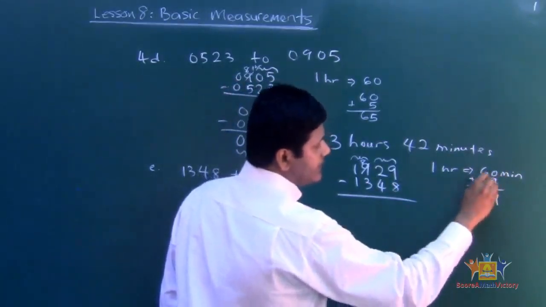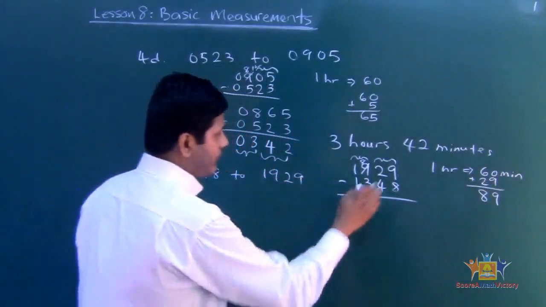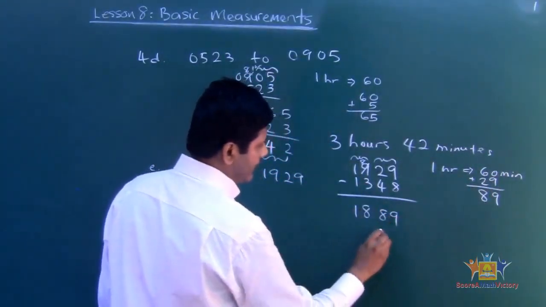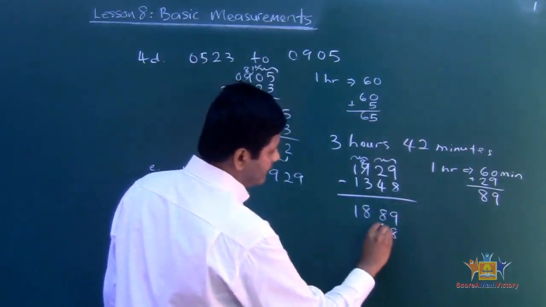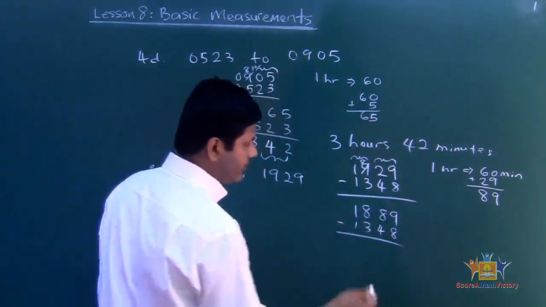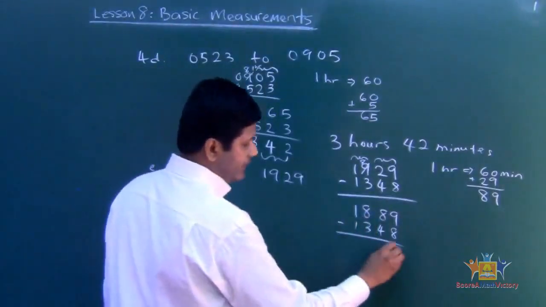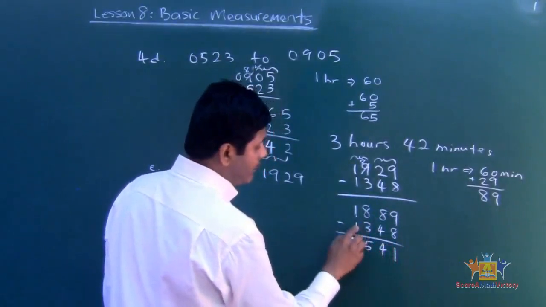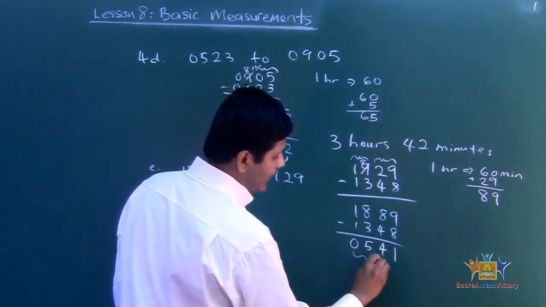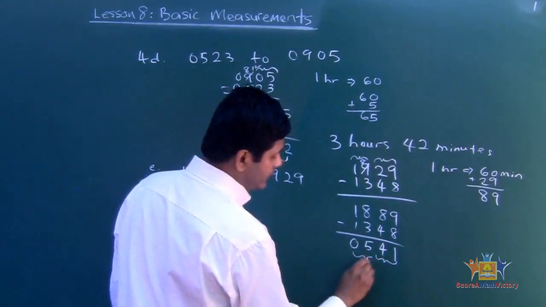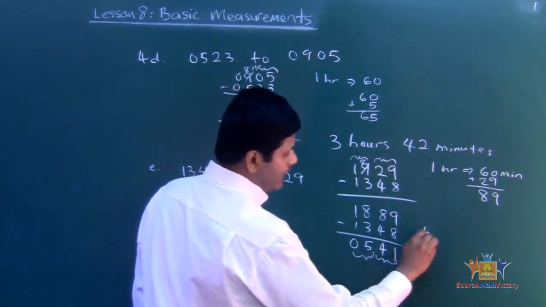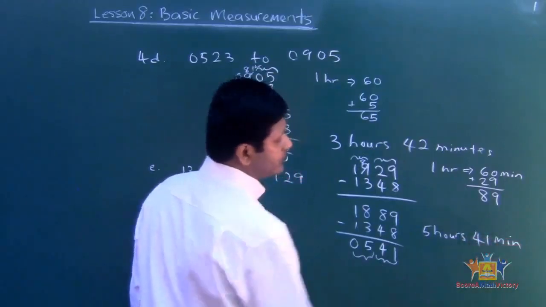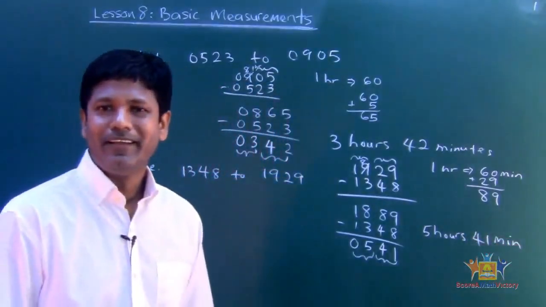0 plus 9 is 9, 6 plus 2 is 8. Okay, so I have to rewrite this thing. So it becomes 1889, subtracting that with 1348. So you always line them up, start from the back. Now I can subtract. 9 minus 8 is 1, 8 minus 4 is 4, 8 minus 3 is 5, 1 minus 1 is 0. And you know this is the hour and this is the minute. So that means this is going to be 5 hours 41 minutes. See that? Pretty easy, isn't it?